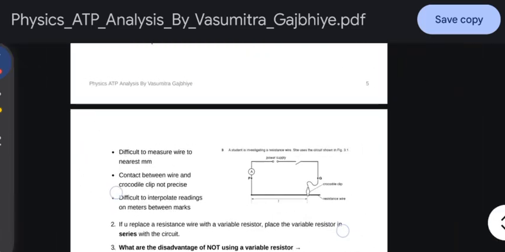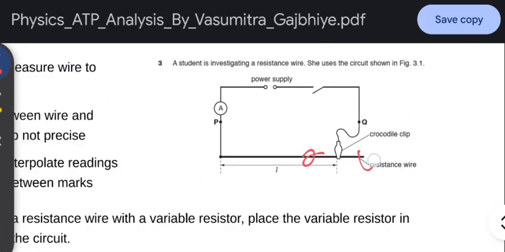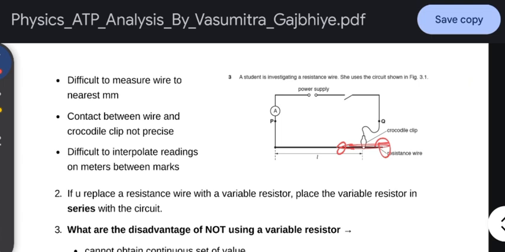Like, it's difficult to judge the position of this crocodile clip, right? If it's here, it's difficult to judge the position. What if it's here or here? So in the position, it can be difficult to judge. Then difficult to measure wire to nearest millimeter, of course.